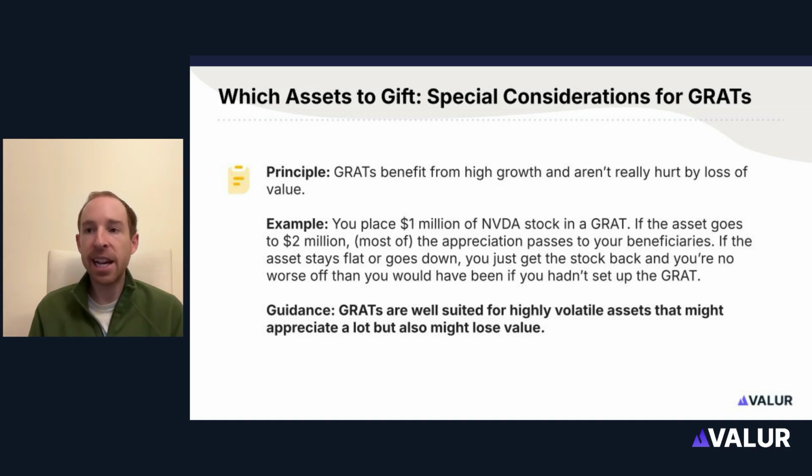With GRATs, the calculus for what you want to gift is a little bit different. You generally want to gift assets that are highly volatile, and the reason is there's no downside because you're not using any gift tax exemption. There's no downside in putting a meme coin into a GRAT only for the meme coin to be worth nothing. If it's worth nothing, you just haven't accomplished anything, but you're no worse off than you would have been otherwise. But if that meme coin ends up quintupling in value, then you've transferred a ton of value out of your name into the trust.